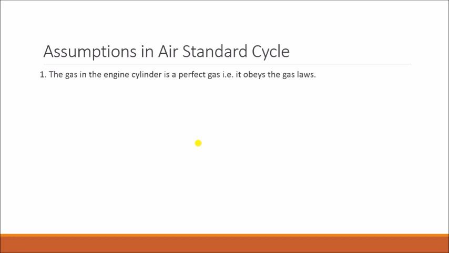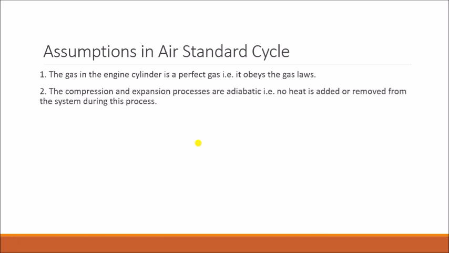So whatever the gas we use there, whatever the air is there, it obeys all the gas laws. Next, the compression and expansion processes are adiabatic. Now, if you consider some cycle, during that cycle there will be various processes. It may be a compression process, it may be an expansion process. During compression and expansion, these two processes we call adiabatic, meaning during this process no heat is added or removed from the system.